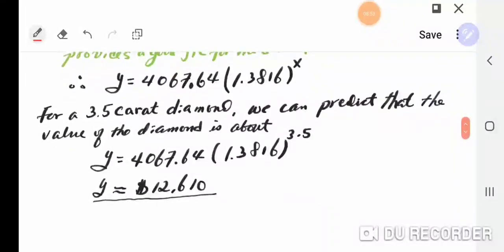So if the weight of a diamond in carats is provided, then we can predict the price of the diamond. If there is a 3.5 carat diamond, just plug in 3.5 for x, and the y value will be 12,610. So this will be the price of a 3.5 carat diamond.